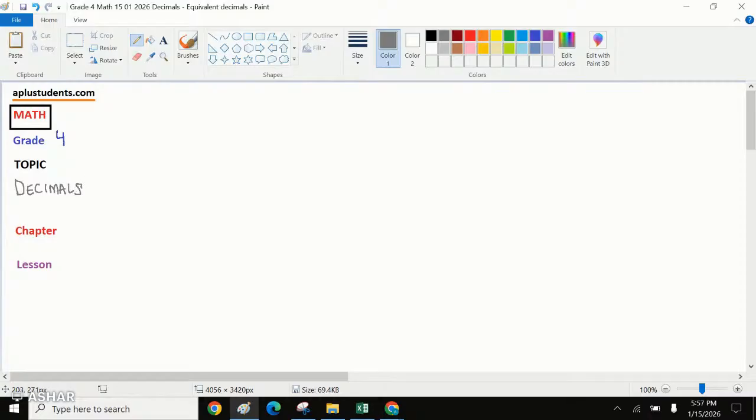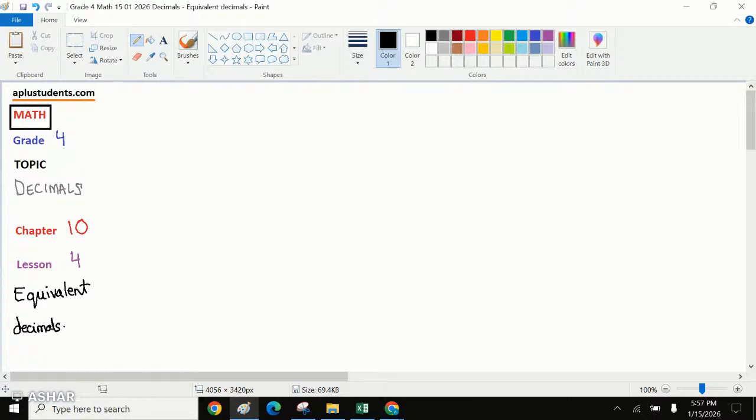And the chapter number is chapter number 10 and lesson number 4. Chapter number 10 and lesson number 4. And we would be studying equivalent decimals. So the term equivalent means equal.